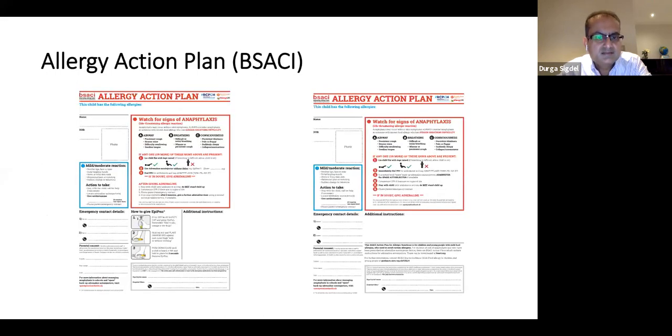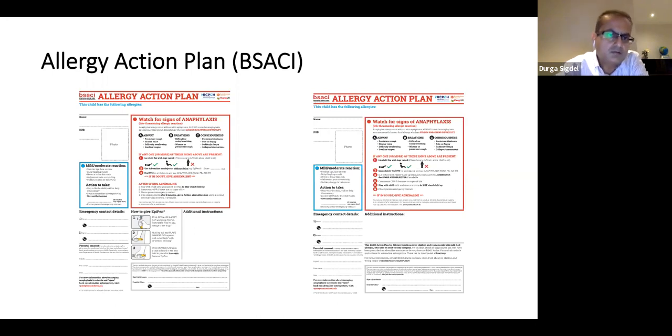So this is the allergy action plan. I briefly talked about it previously. This is the screenshot from the BSACI website. It is in PDF format. There are two allergy action plans, as you can see here. The left-hand side is the allergy action plan with EpiPen, and the right-hand side is the allergy action plan without EpiPen. So it's easy. You can go to the BSACI website and type BSACI allergy action plan, and you can get it, or you can print some copies and fill them in by hand as well. Most of the time it's a drop-down menu and you can get it.